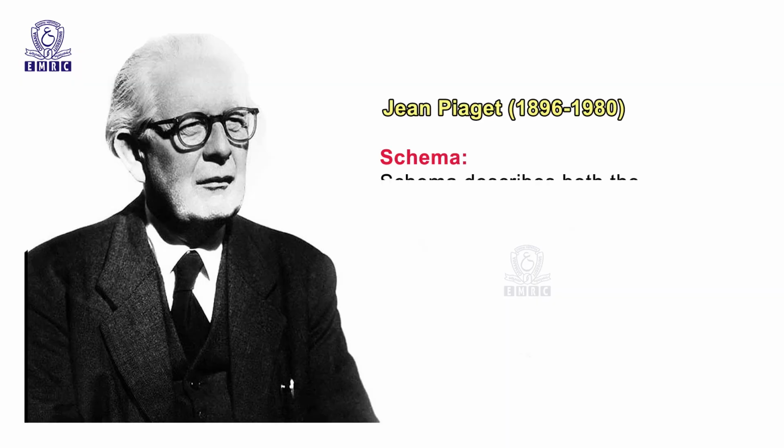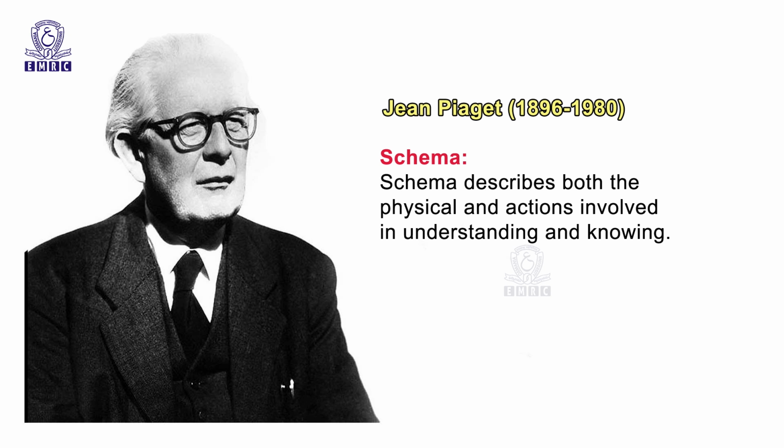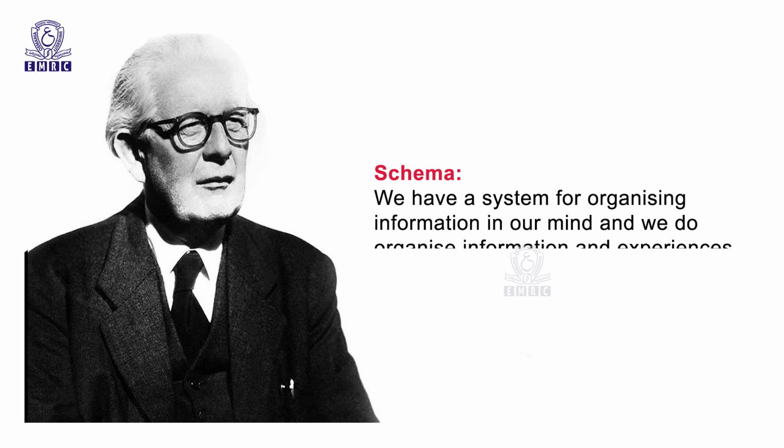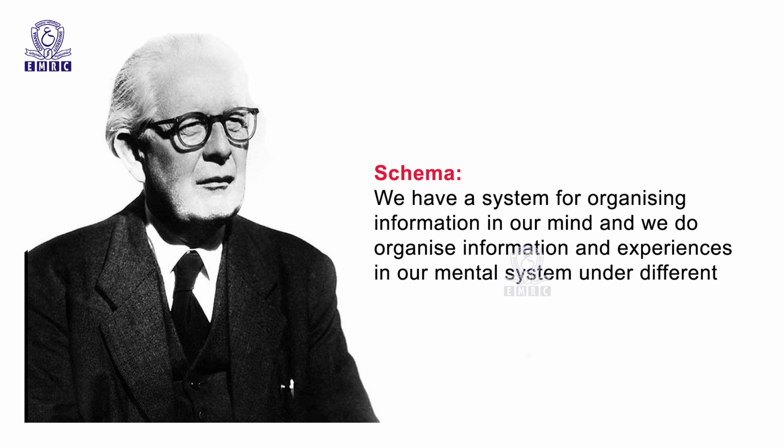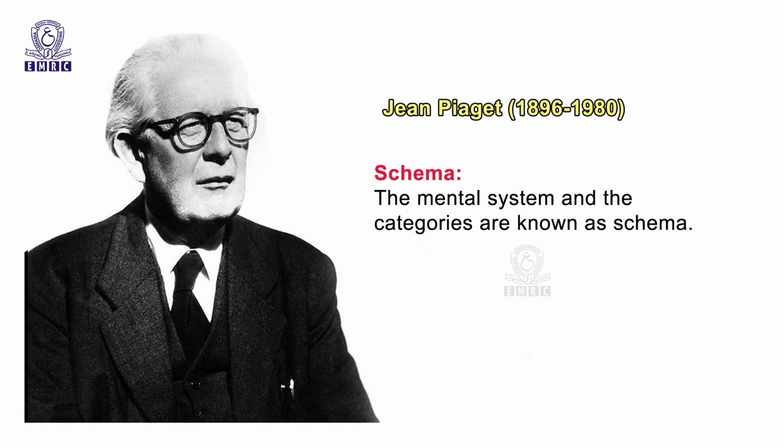First is schema. Schema describes both the physical and mental actions involved in understanding and knowing. According to Piaget, we have a system for organizing information in our mind, and we organize information and experiences in our mental system under different categories. The mental system and the categories are known as schema.